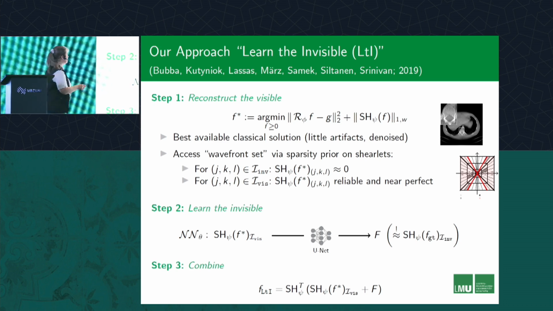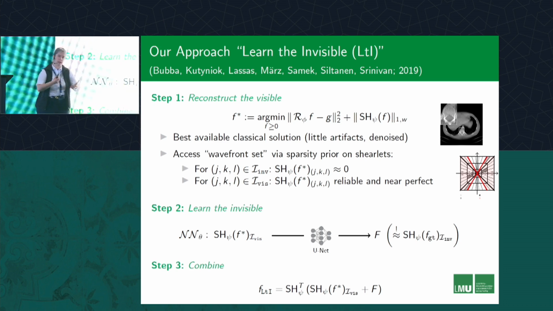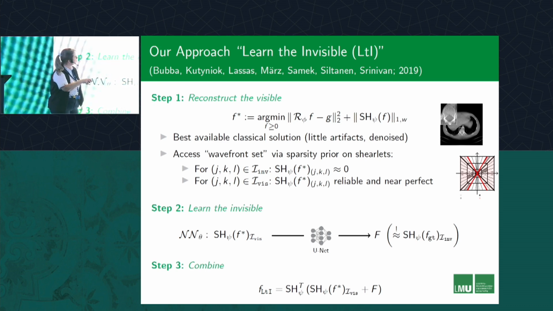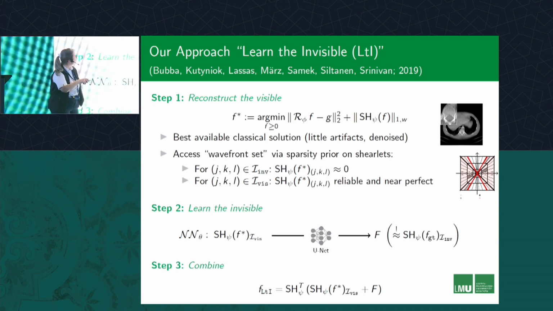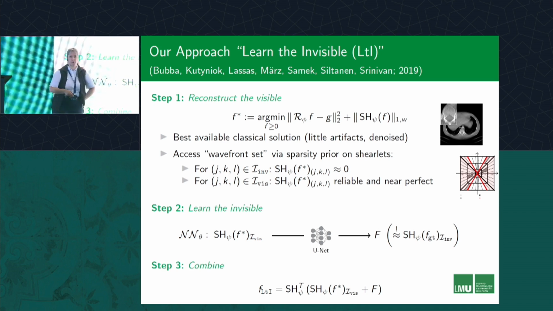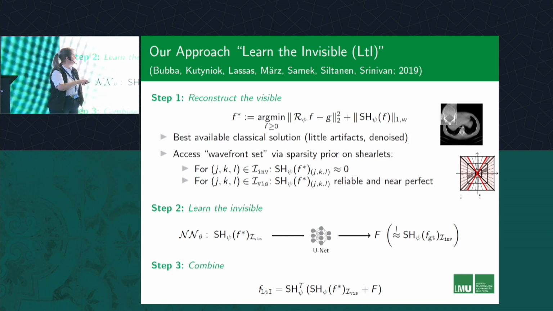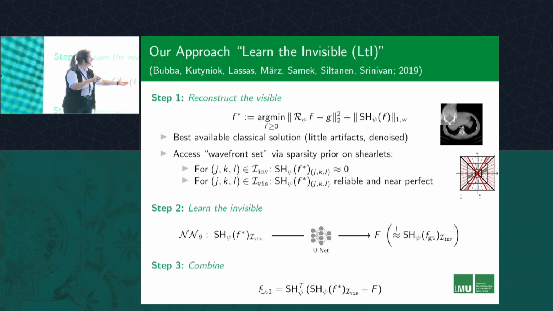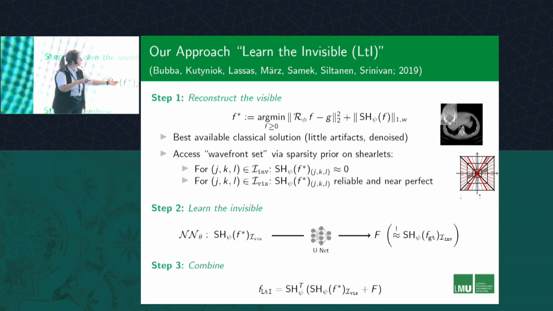We get the bad reconstruction, but then we do another shearlet transform. Now we prepare the data for the neural network, and we see that certain coefficients, the inner products of my reconstruction F star with shearlet coefficients, are almost equal to 0. This is where we are missing data, and the others are reliable and perfect. So we only reconstruct and learn those, and the others we don't touch. We train a neural network to take these as input and reconstruct the missing coefficients, and then we combine both.